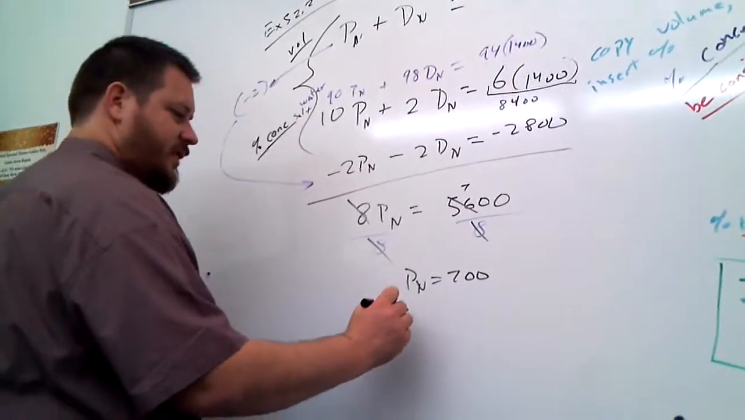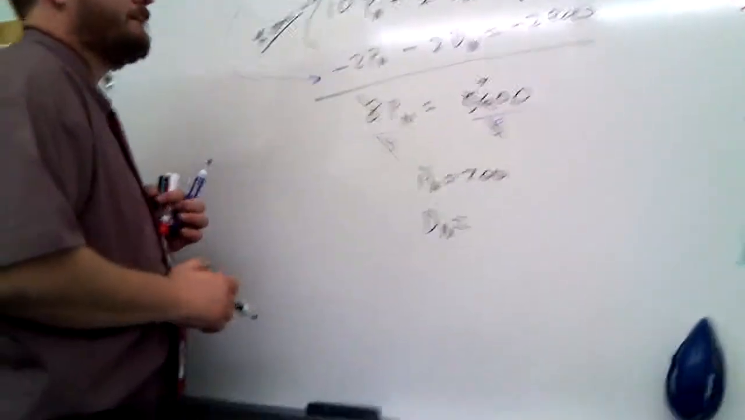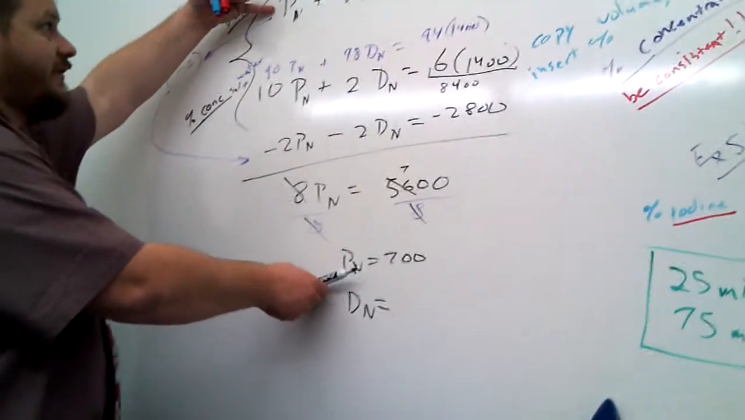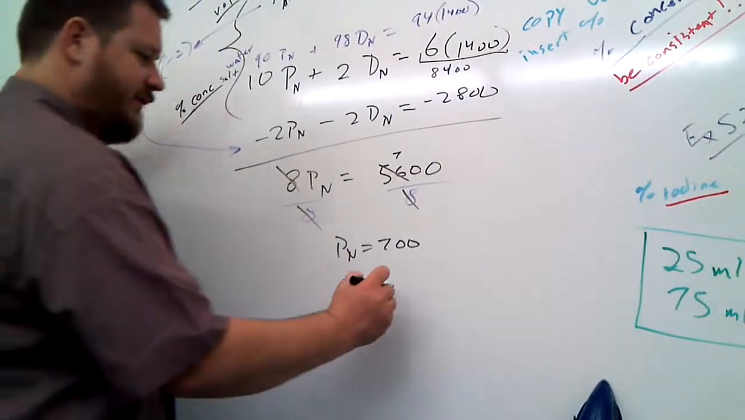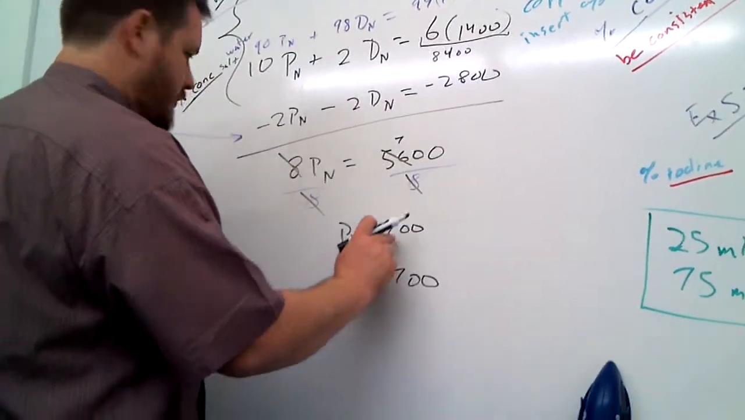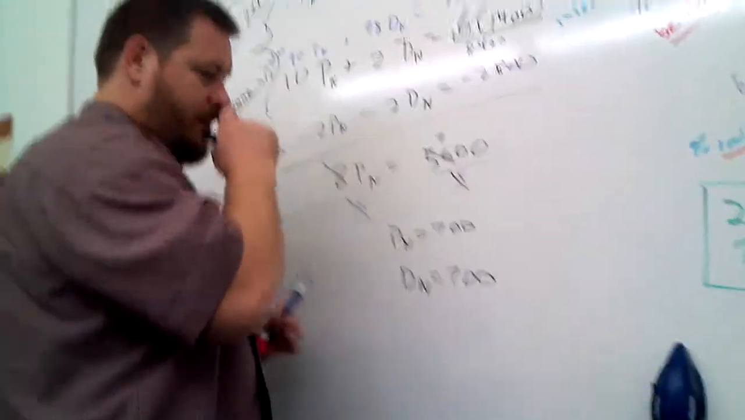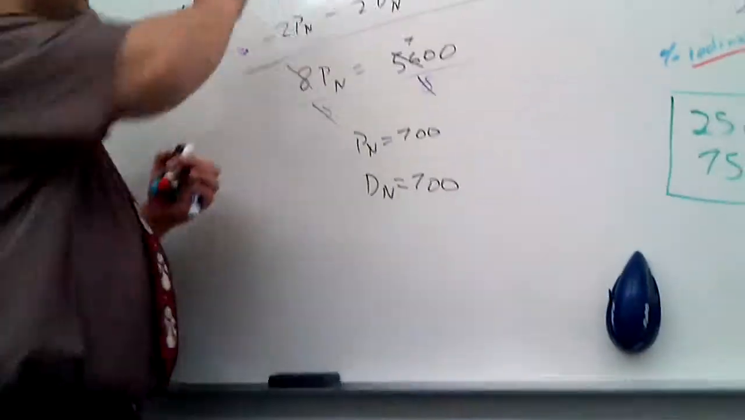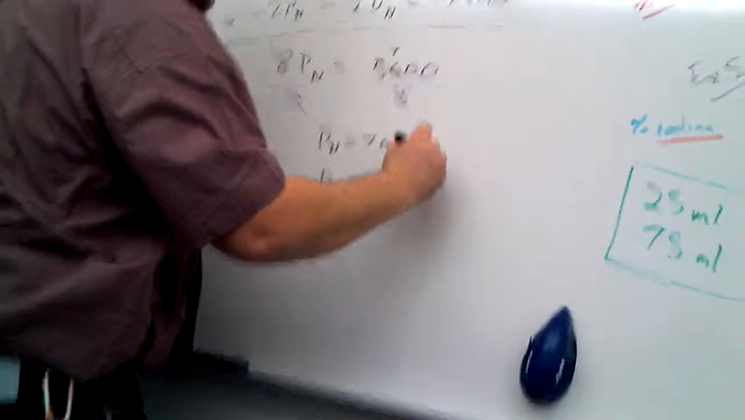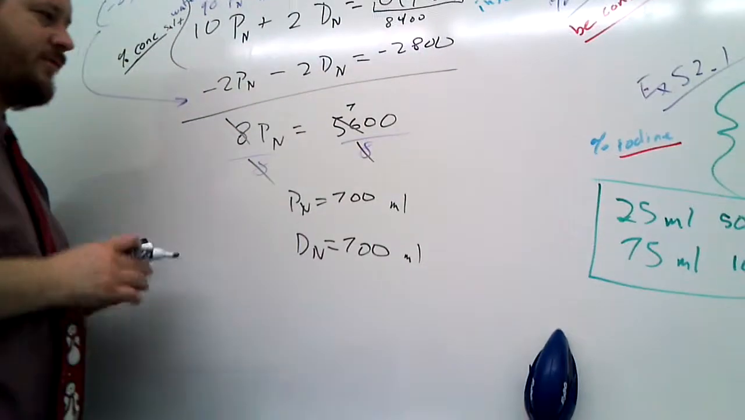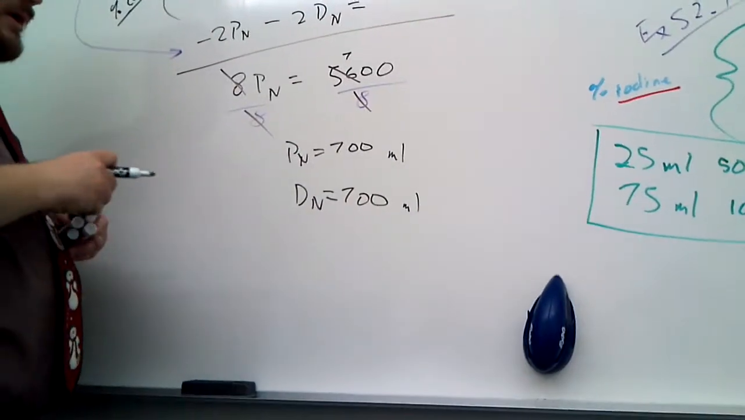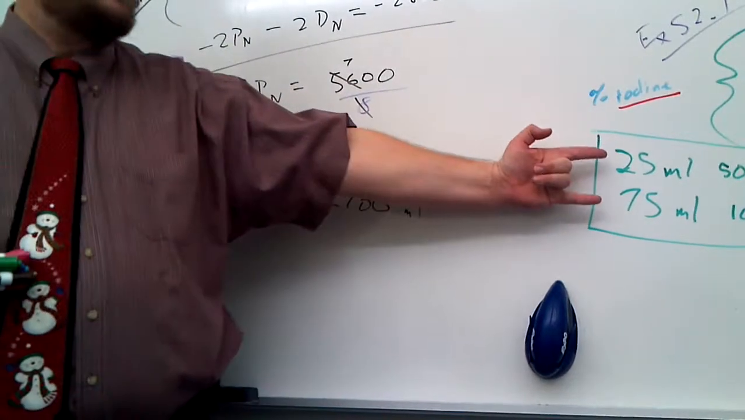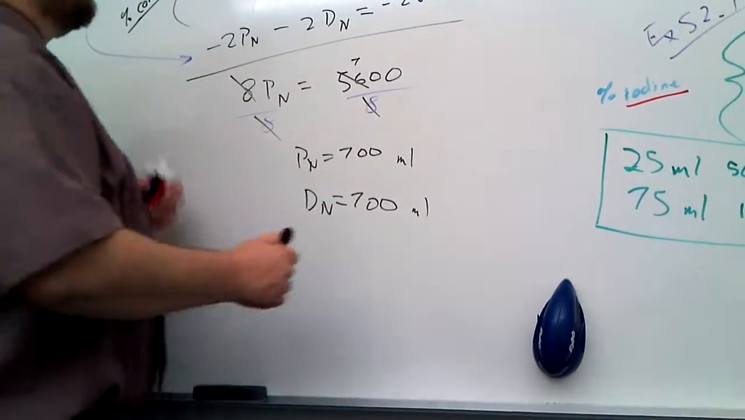And then Dn is going to be what? Go back to the simplest equation. If Pn is 700, what's Dn? 700. Am I done? No, I need my units. What units were we talking about? Volume was in milliliters. And we have to tell the difference which one's which. In this particular one it doesn't matter because it was the same amount, but usually it'll be different. So you kind of lucked out on this one.